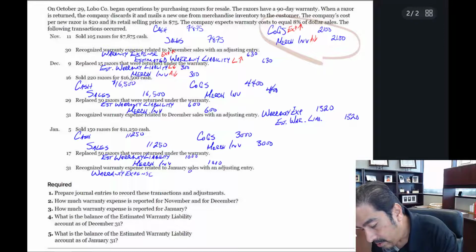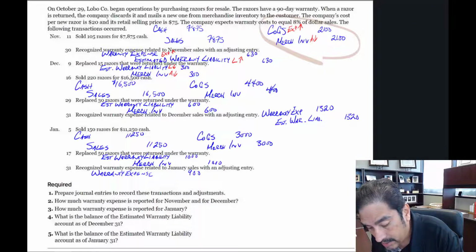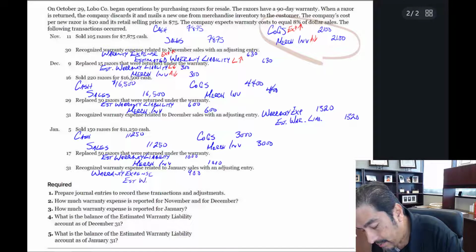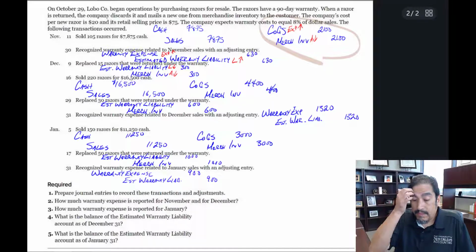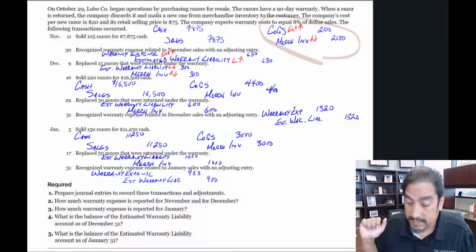for the $900 I just calculated, 8% of our January razor sales, and we credit, we fill back up again our estimated warranty liability account for the same $900. So there's all of our journal entries.